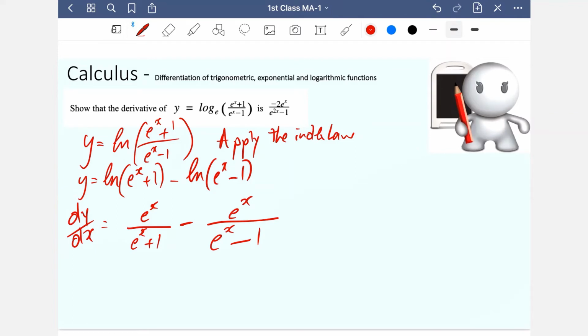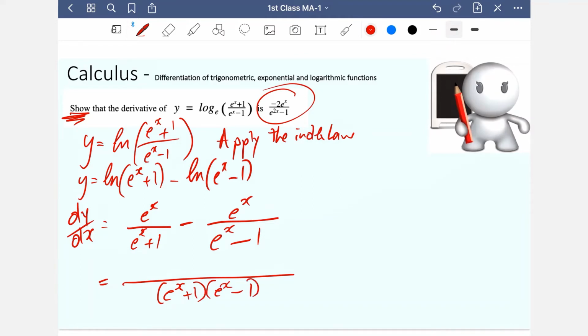Okay? Now, a show question, you need to start with what you've been given and then end up showing what they're asking you to show. So we're not quite there yet. So all I've done is I've just differentiated it. Now I must do a little bit more to get to what they're asking me to show. So I'm going to combine the denominators. That means for my first fraction, I've multiplied both the numerator and the denominator of my first fraction by e to the x minus 1. For my second fraction, I've multiplied both the numerator and the denominator by e to the x plus 1.